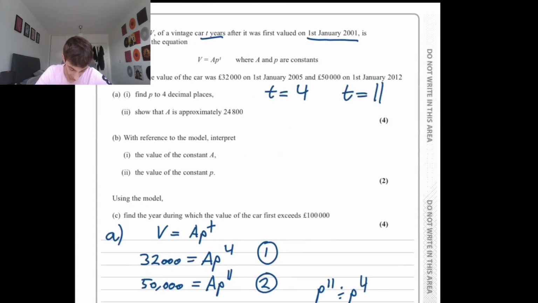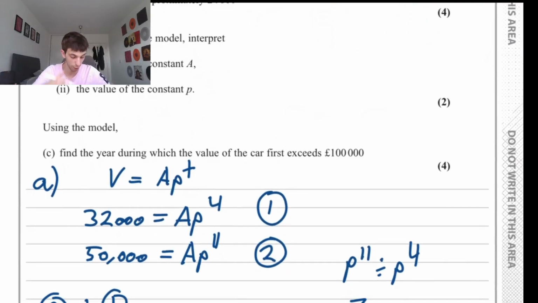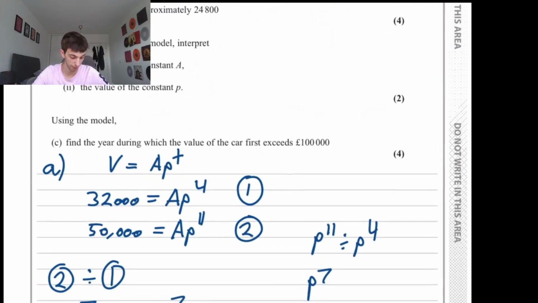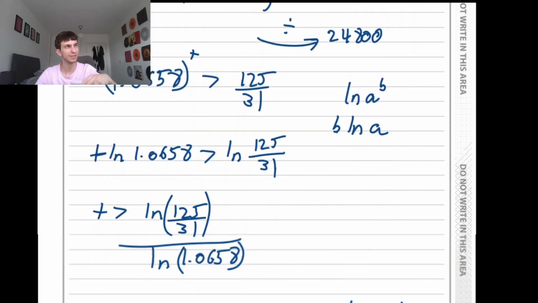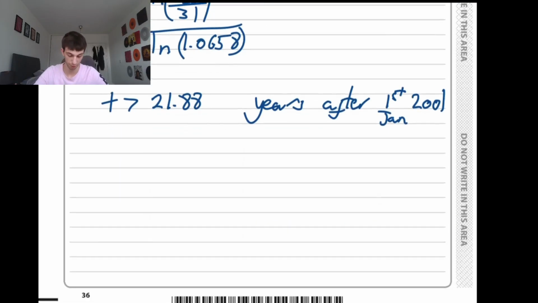Now here's the thing, let's look back at the question. They want the first year during which the value of the car first exceeds £100,000. So it exceeds £100,000 on that 21st year after 2001. So 21 years after 2001 is going to be 2022. And then we're going to be 0.88 through that year when we first get over £100,000.